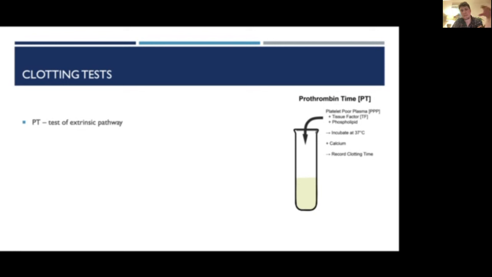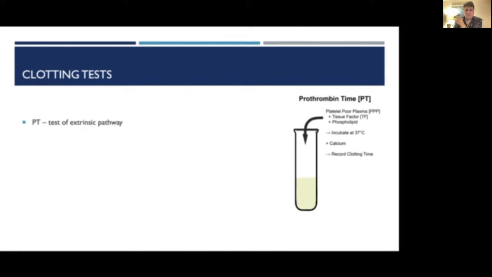And that's why the lab are so keen that the blue top bottle is filled to the right line. Because if you have too much blood, there's not enough calcium, and you'll get an altered test result. And if there's too little, you get a similar artifact. So that's why the lab are very hot on saying it's not been filled correctly, we can't run it. Because they know if they run it, they'll just get a really spurious result for you and it'll help no one.